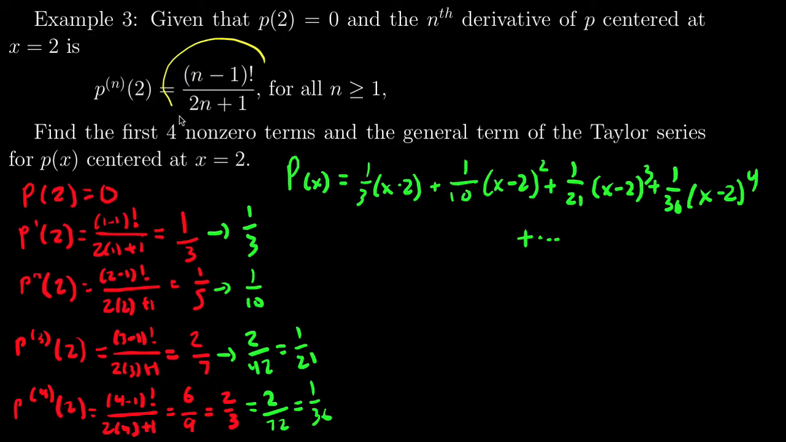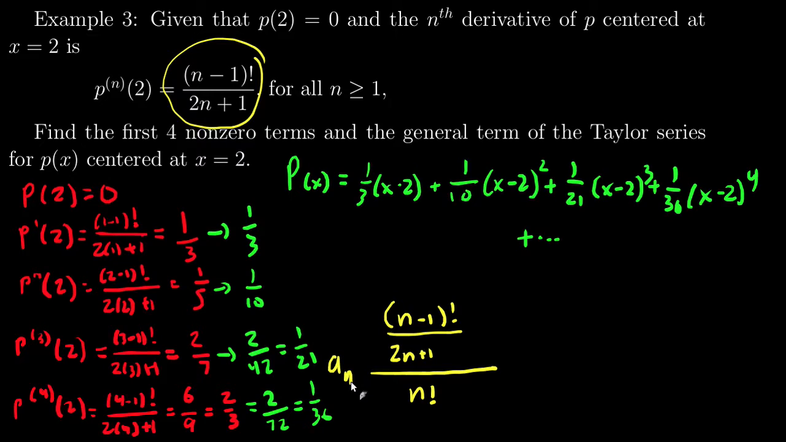So this was the nth derivative. So I have n minus 1 factorial over 2n plus 1. And I need to divide this all by n factorial to get the coefficient. That's going to be the coefficient. And I'll work this out. So divided by n is the same as multiplying by 1 over n. So I have n minus 1 factorial over n factorial times 2n plus 1. I see that I have these two factorials, and there's one additional term in the denominator. So n minus 1 factorial divided by n factorial is 1 over n.